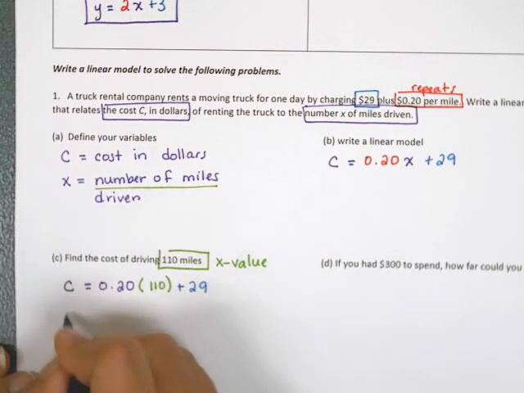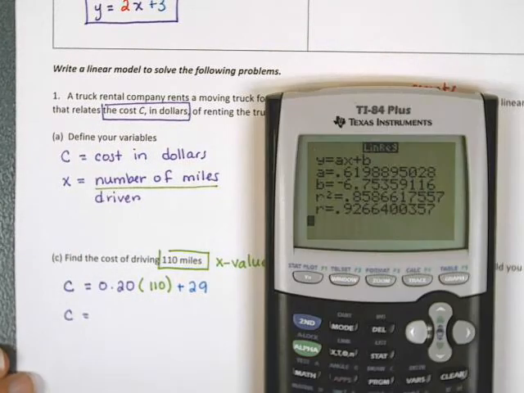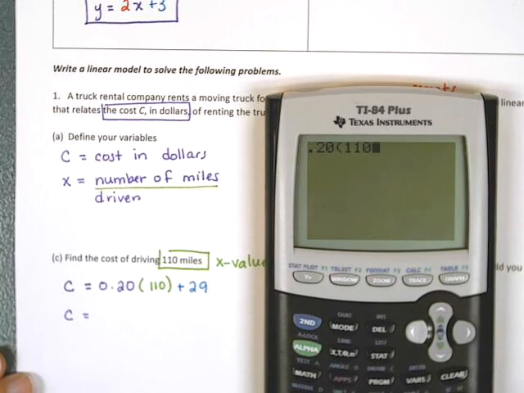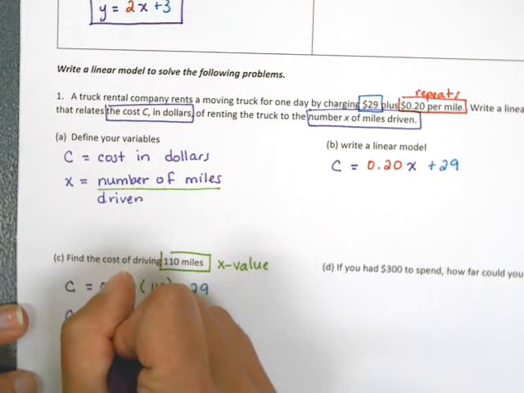Now if I figure that out on my calculator, I would have 0.20 times 110 plus 29, and I would get 51 for my number of dollars that would cost me.